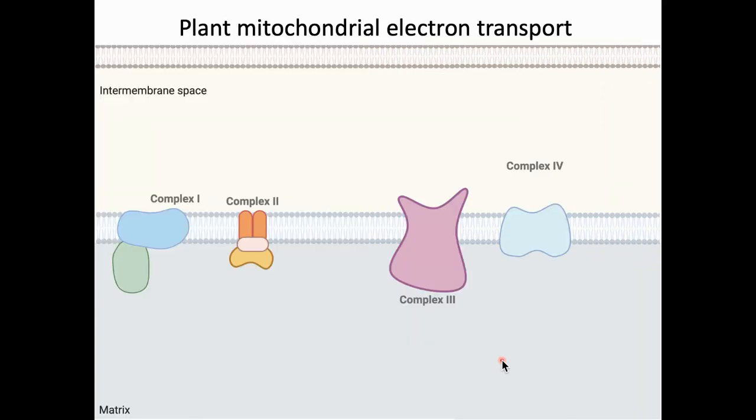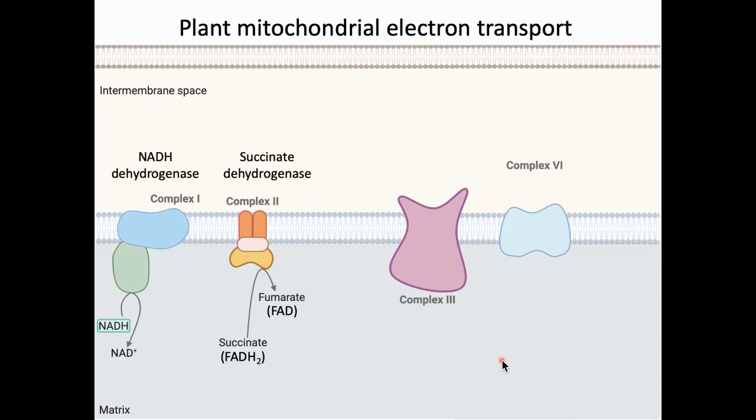So in plant mitochondrial electron transport, which is similar, I can say the same, with other organisms, we will have four major protein components. We call them complexes because each contains many molecules of proteins working together in the form of quaternary structure, to be clear. Complex 1 is NADH dehydrogenase. It can catalyze the reaction of losing electrons from NADH to become NAD+.